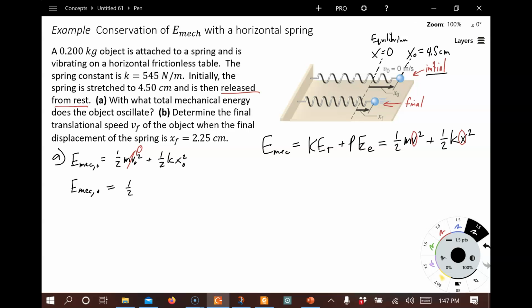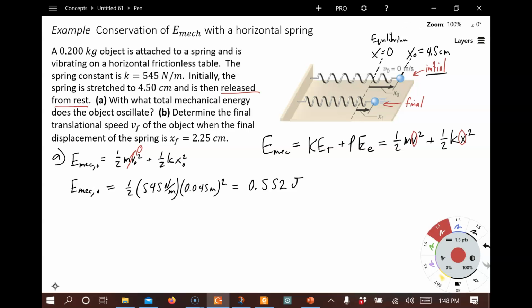We've got a 1/2, the spring constant's given, 545 newtons per meter, and the position, convert that to meters, that's going to be 0.045 meters, and we square that, and when we calculate, we get an answer of 0.552 joules.